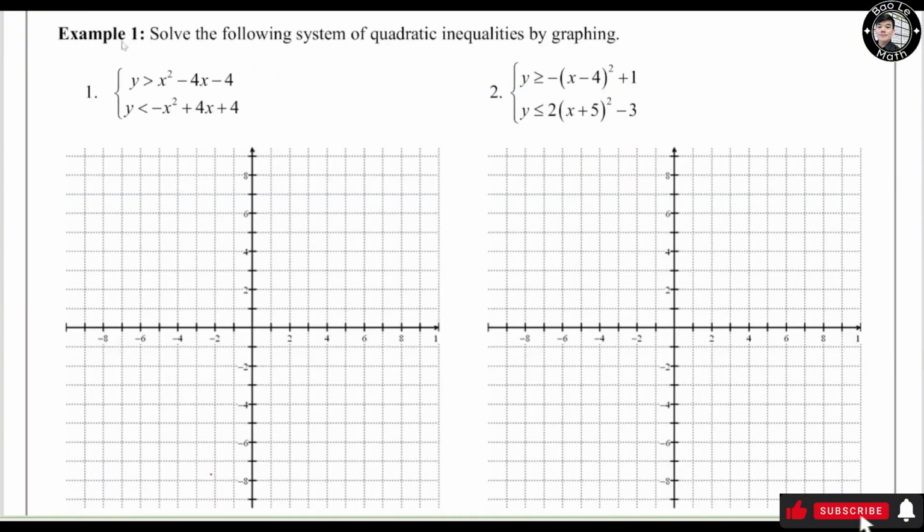Alright, let's take a look at example number 1. Solve the following system of quadratic inequalities by graphing. Number 1 right here: y greater than x squared minus 4x minus 4. y less than negative x squared plus 4x plus 4. Alright, so we're going to deal with this first one first.